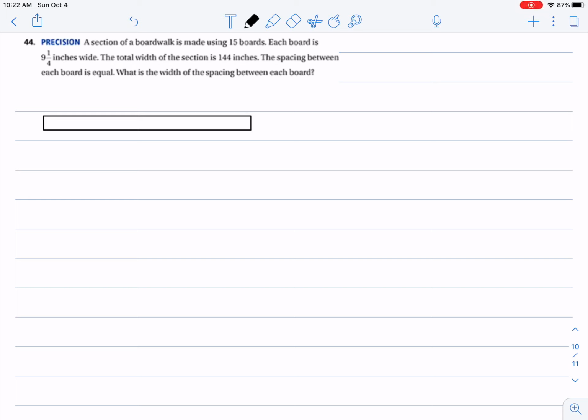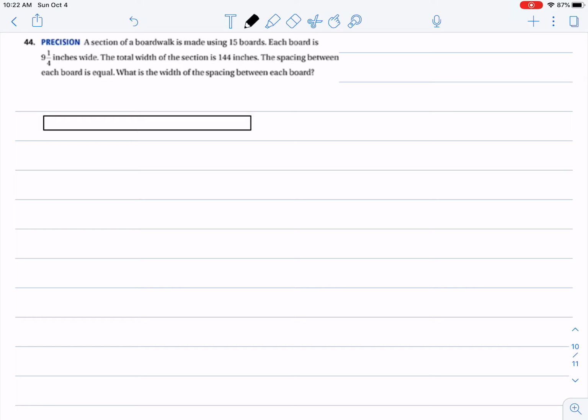Number 44. A section of a boardwalk is made using 15 boards. Each board is 9 1/4 inches wide. The total width of the section is 144 inches. The spacing between each board is equal. What is the width of the spacing between each board?